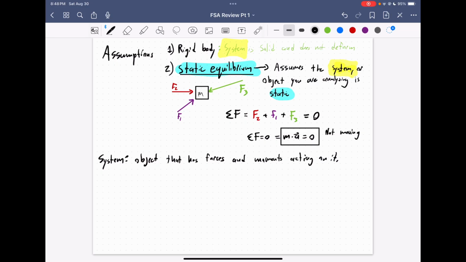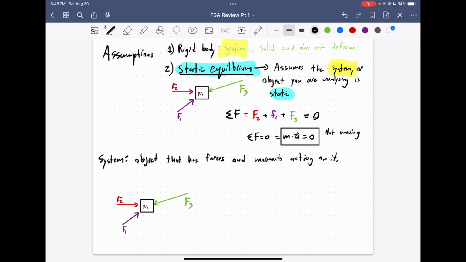That seems pretty simple, and it kind of is, because I feel like a technical definition can get confusing, and the best way to learn about what a system is and how to define a system is to do examples. So it has the object that has forces and moments acting on it. So in this case here, we'll bring this down here.